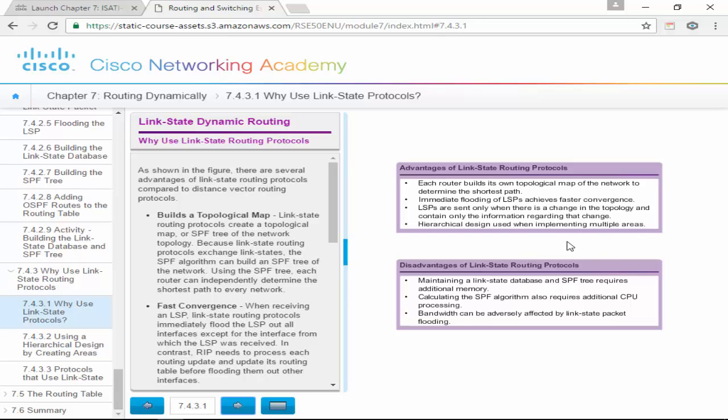What are the disadvantages? Maintaining a link state database in a spanning tree or shortest path first tree requires additional memory. Calculating the SPF algorithm also requires additional CPU processing. Bandwidth can be adversely affected by link state packet flooding. Okay.